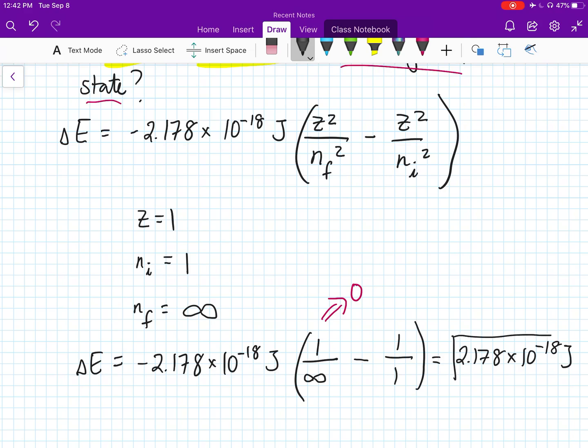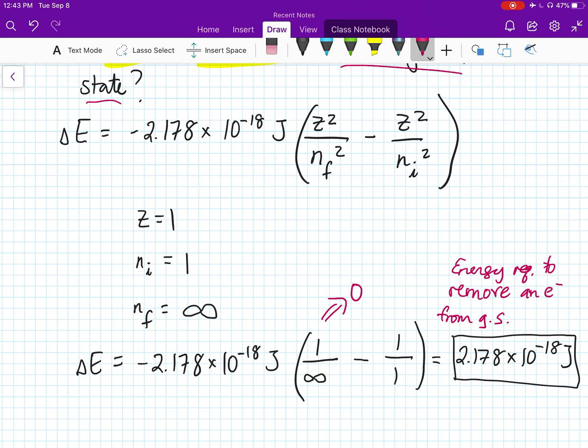And the whole reason I did that problem is so you can see where this constant comes from. That number is actually defined as the energy required to remove an electron from a hydrogen atom in the ground state. The energy required to remove an electron from ground state hydrogen. So that's where that number comes from that we've been talking about all this time.